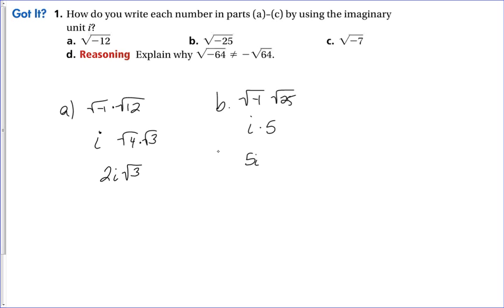All right. So remember, break it up. Square root of negative 1 times the square root of 25. Square root of negative 1 becomes i. The square root of 25 becomes 5. So the answer is 5i.